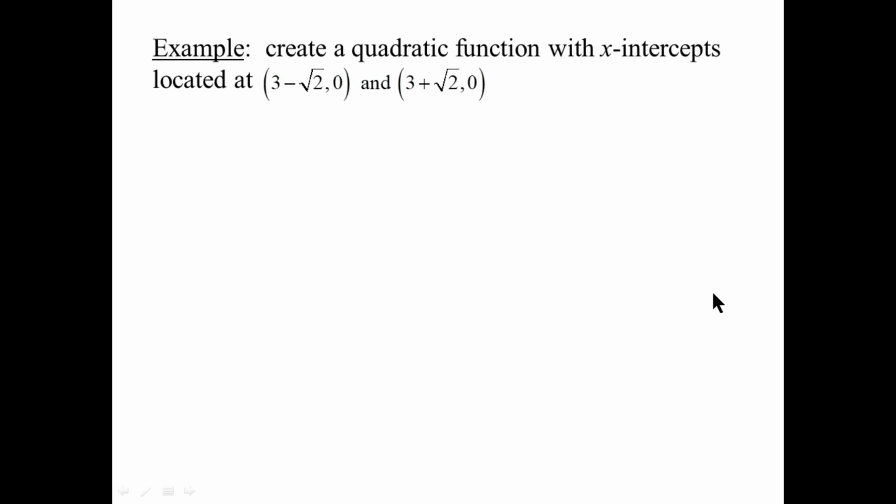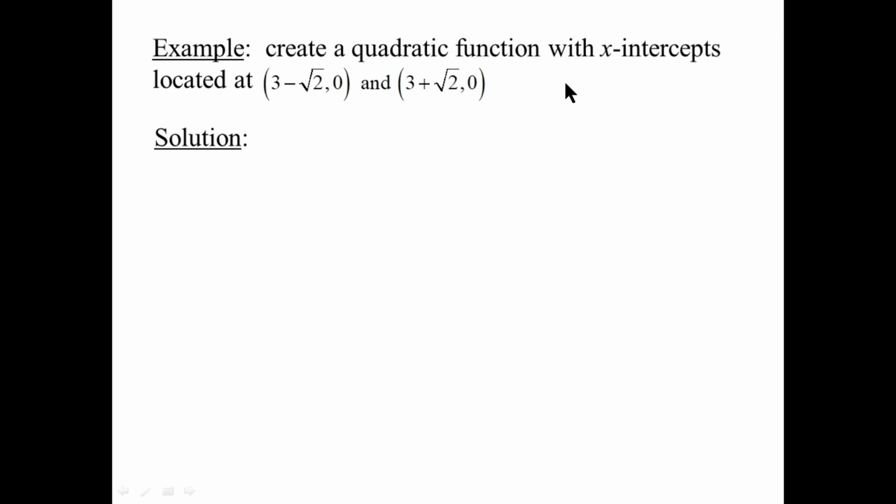Example. Create a quadratic function with x-intercepts located at (3 minus root 2, 0) and (3 plus root 2, 0). We notice that these are compound coordinates, meaning it's a single x coordinate that happens to have two terms. 3 minus root 2 is the x coordinate. And so we need to create a quadratic function such that those are the x-intercepts. Solution.